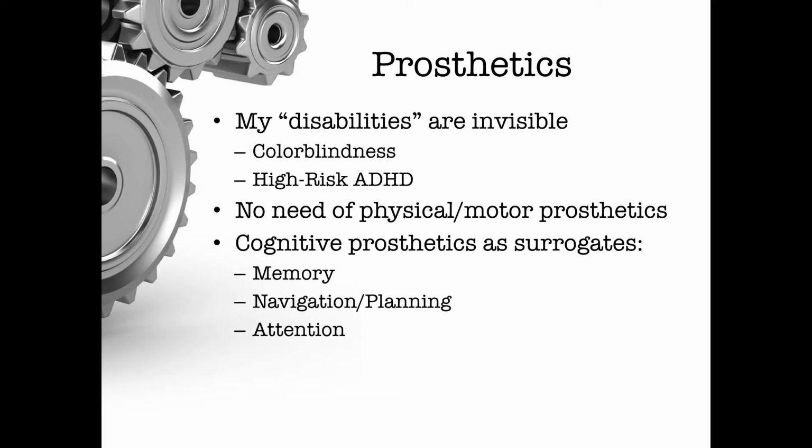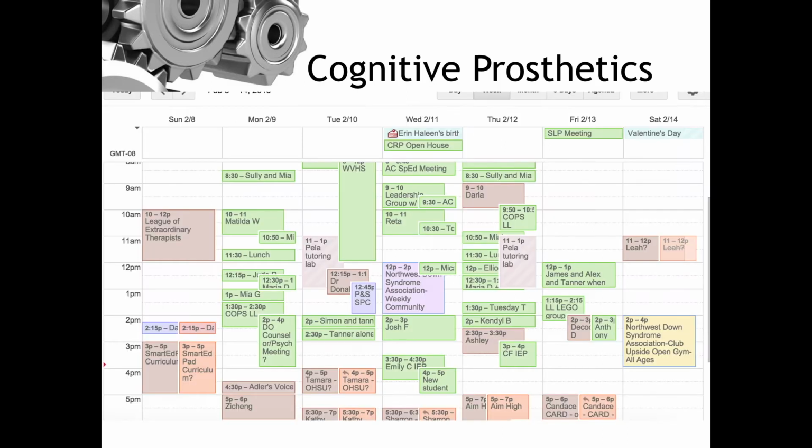I have no need of any physical or motor prosthetics, but I do use cognitive prosthetics to aid with my memory, my navigation, planning, and my attention. One example is my Google Calendar, so here's just a random snapshot. I would power down like a parakeet with a blanket over my cage if I didn't have a calendar constantly telling me where to go and what to do.